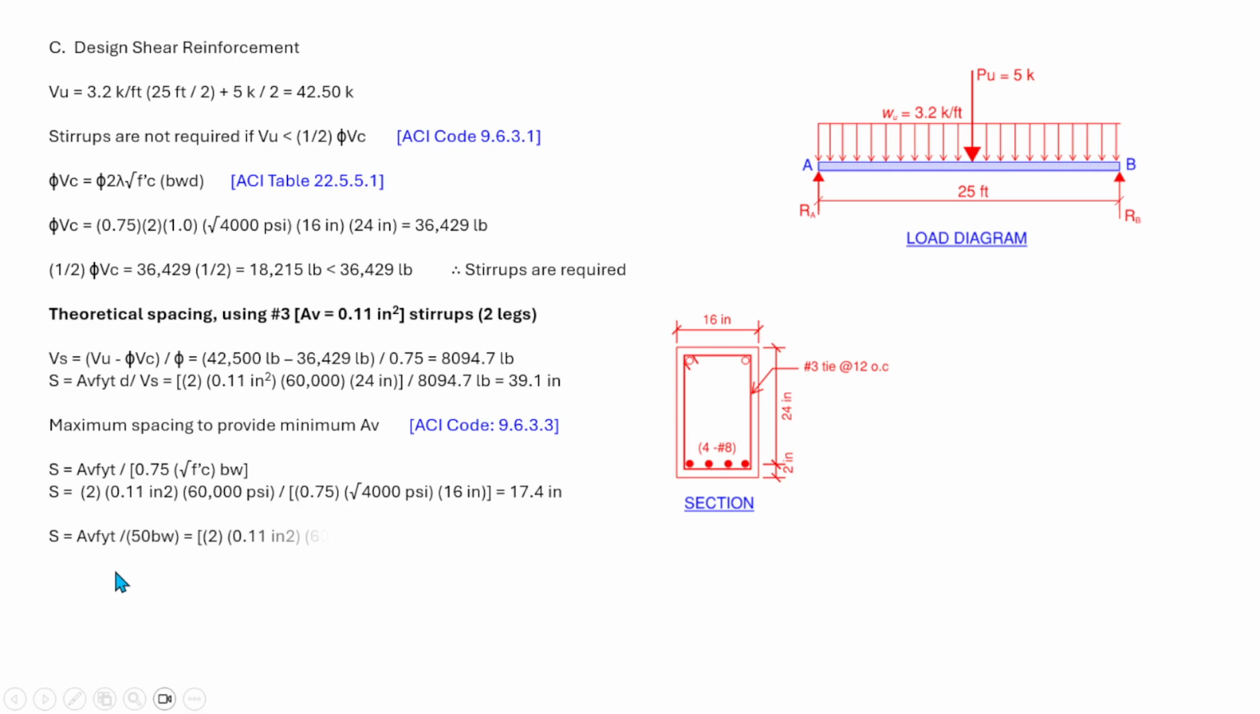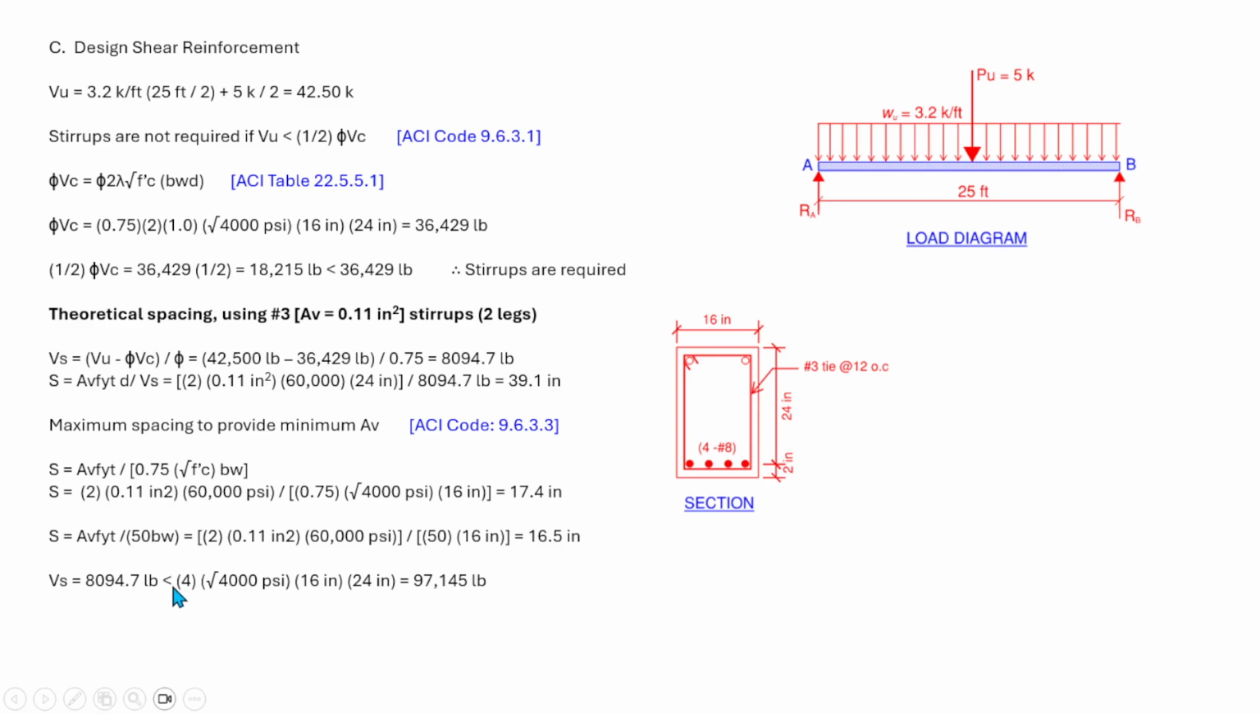So another provision for the minimum spacing is equal to Av times fyt all over 50 times the width of the beam, and that is equal to 2 times 0.11 square inch times 60,000 psi all over 50 times 16 inches, and that is equal to 16.5 inches.